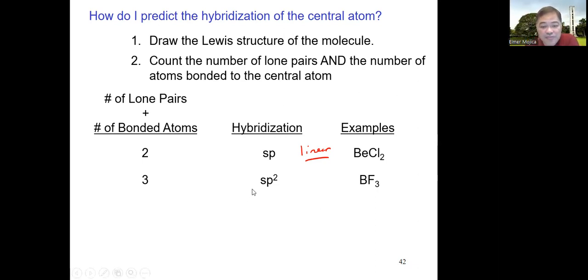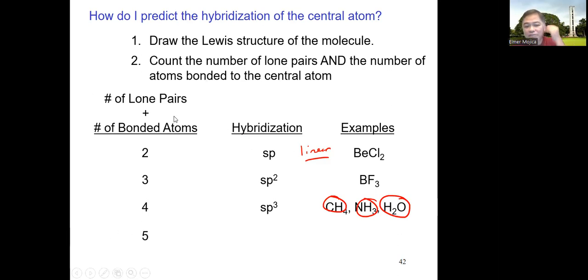But the hybridization is sp2, representing the three bonding pairs and non-bonding pairs or lone pairs sa total. Now if you have four, so that means you need to have four hybrid orbitals. It's made up of s orbital and 3p orbital. Okay? So you can have a tetrahedral, a trigonal pyramidal, or a bent, depending on the number of your lone pair. Now, paano kapag 5 na yung total number ng bonding pairs mo at non-bonding pairs? Ano yung hybridization natin?